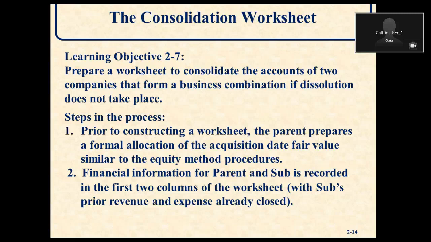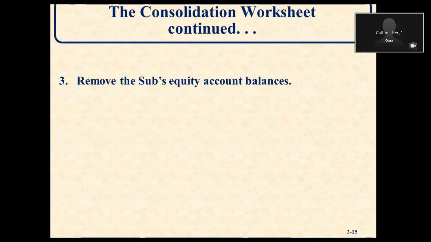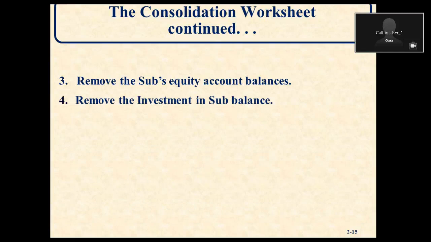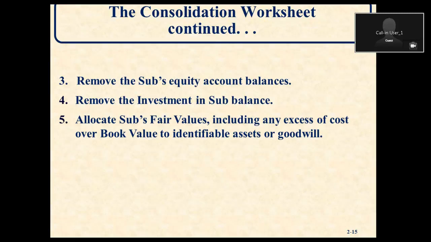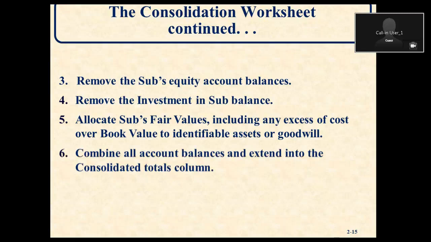And then in a worksheet scenario, we take the parent's assets and the subsidiary's assets, and we close out any subsidiary revenue and expenses prior to this worksheet. And then from there, we get rid of the subsidiary's equity balances because, again, we've got to show it as one entity, and get rid of the investment in the subsidiary. As in Chapter 1, we show that investment in the subsidiary as an asset. We've got to get rid of that also. And then assign goodwill or whatever that excess is. A little more complicated. We're going to just take our time going through it.